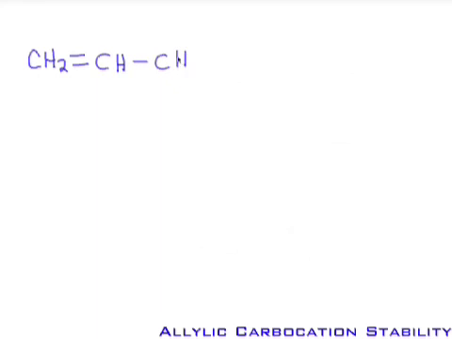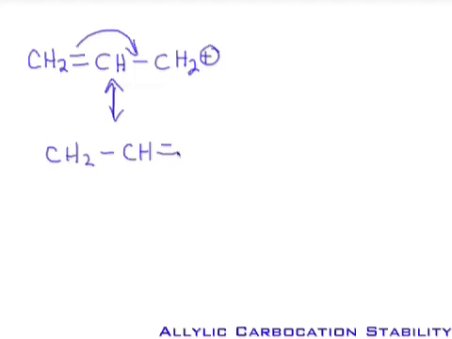This is an allylic group. And if you lose the halide and you get this, it is more stable than a tertiary because it's resonance stabilized. I can move the pi electrons there, get the double bond on this side, and I get the plus over here.